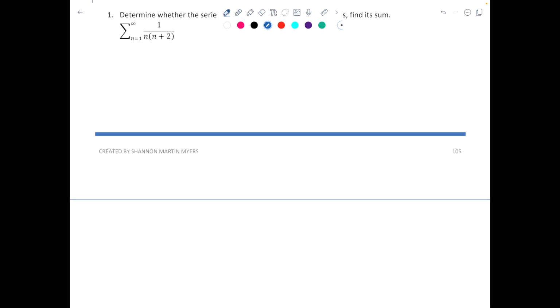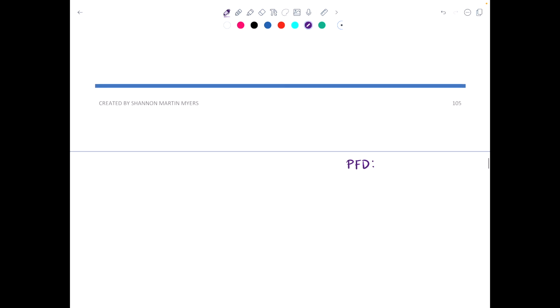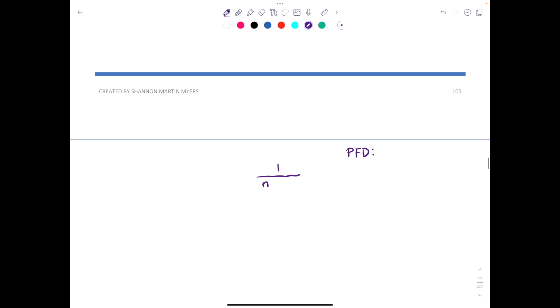So here we have 1 over quantity n times n plus 2. So we don't really know what to do with that right now. So let's go ahead and do some partial fraction decomposition to see if it turns out to be a telescoping series. So let's do this. We have 1 over n times n plus 2 equals a1 over n plus a2 over n plus 2.